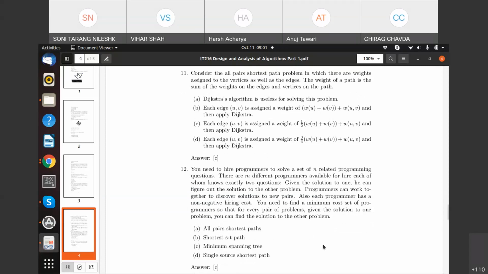Some of you have selected all pair shortest path. Actually, I do not know how to solve this using all pair shortest path. So if you have any idea regarding this, please feel free to share with me.